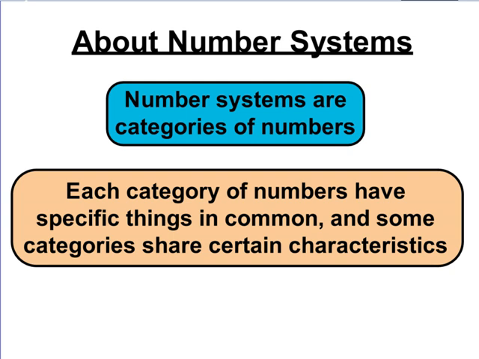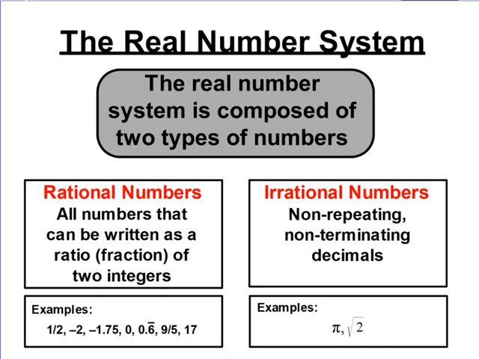Okay, so let's talk about the real number system. The real number system is composed of two types of numbers. We have rational numbers, and rational numbers are all numbers that can be written as a ratio or a fraction of two integers. So the numerator and denominator both have to be integers. The irrational numbers category are non-repeating, non-terminating decimals. So you can see there are examples of both below.